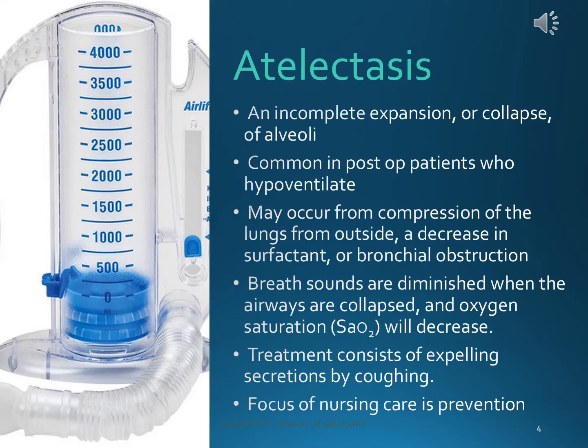So of all of the things I just mentioned, atelectasis is probably the thing that you're the most familiar with. It's an incomplete expansion or a collapse of the alveoli. Areas of lungs which are not well ventilated become plugged with mucus, and this prevents inflation of the alveoli, and then they collapse. It's common in post-op patients or patients who hypoventilate.